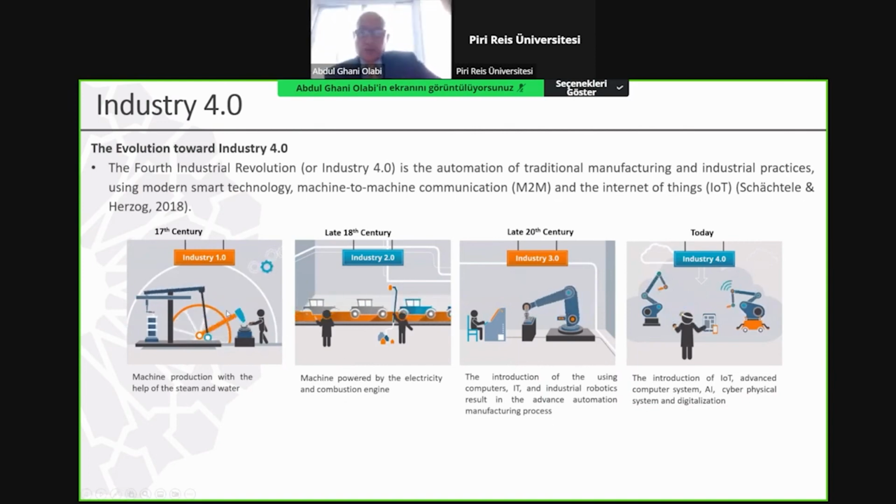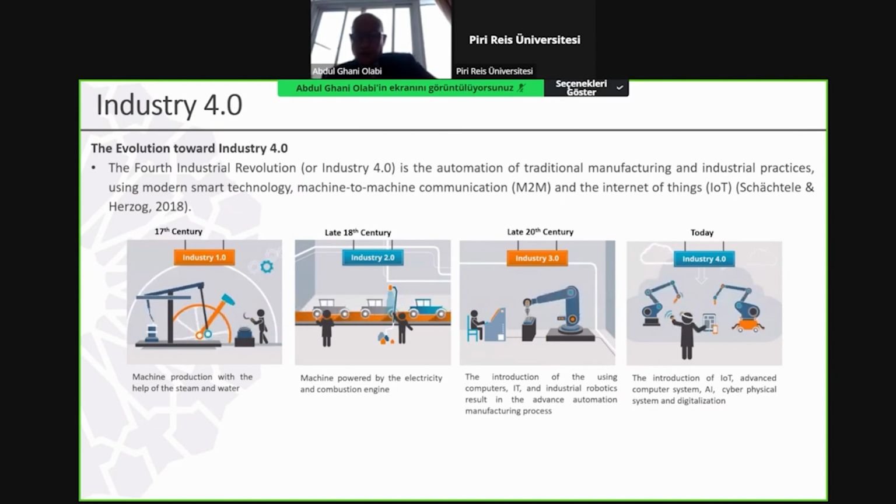Here something started. Electricity is important, but I think the combustion engine is more of a real revolution for industry in general. In the 20th century, we have the introduction of computers, IT, and industrial robotics, which resulted in advanced automation and manufacturing processes. Progress was clear. And when we go to Industry 4.0, we talk about the introduction of the Internet of Things, advanced computer systems, artificial intelligence, cyber-physical systems, and digitalization.